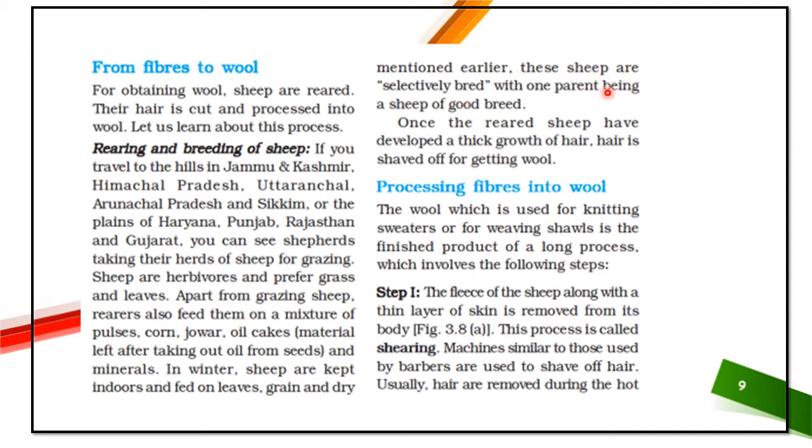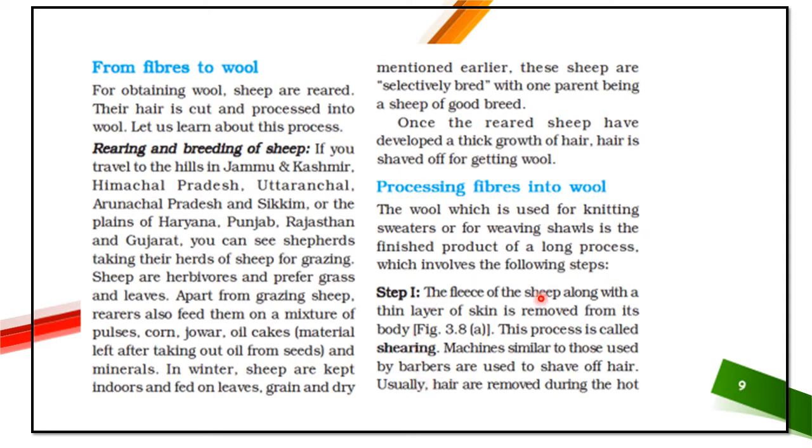As mentioned earlier, these sheep are selectively bred with one parent being a sheep of good breed. Once the reared sheep have developed a thick growth of hair, the hair is shaved off for getting wool. Processing fiber into wool: the wool which is used for knitting sweaters or for weaving shawls is the finished product of a long process which involves the following steps. So all these steps are important.